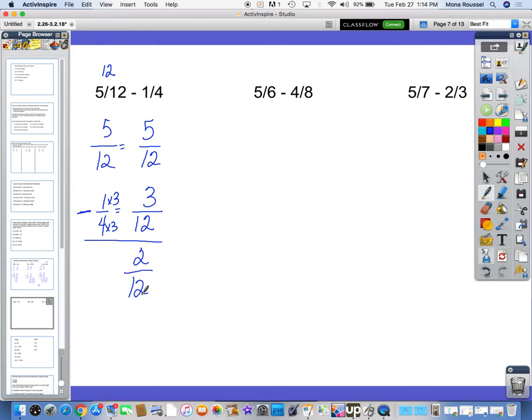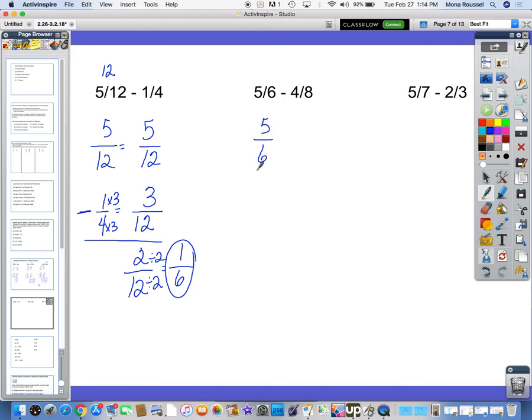Then we have to see, is this an improper fraction? No, it's not improper. Then we have to ask ourselves if it can be reduced. Since 2 can go into both 2 and 12, we will divide the numerator and denominator both by 2 to get 1/6. 1/6 is in simplest form, so that's our final answer.